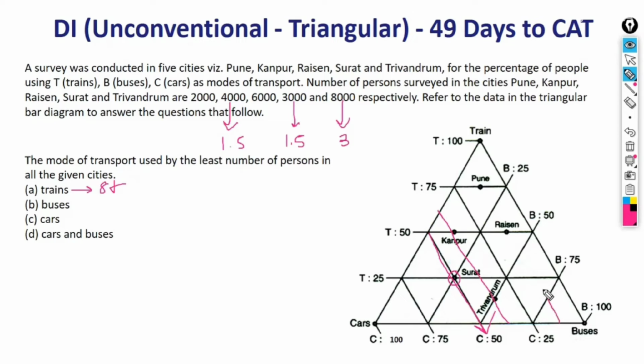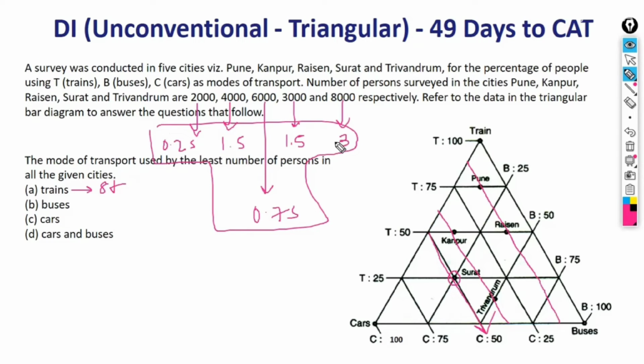Pune and Raisin, these are at 12.5%. So 1 by 8 of the number, right? 1 by 8, if you will see here, it will become 0.25. And 1 by 8 here becomes 0.75, right? Combining all of it, this number will become 3 plus 3 is 6 plus 1 is 7. So cars, let's see buses also.